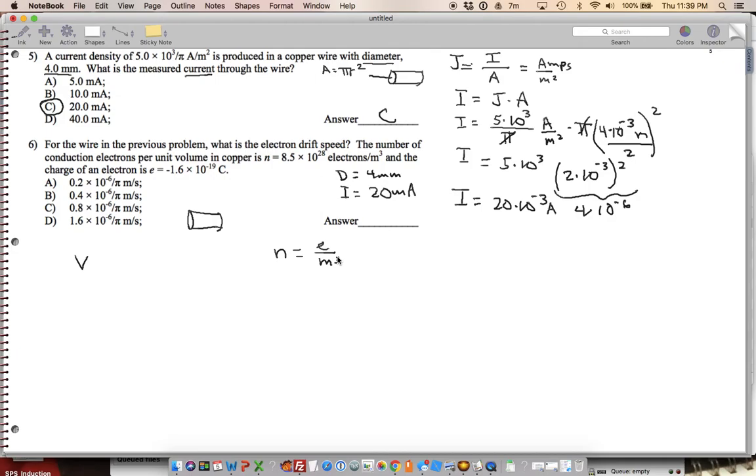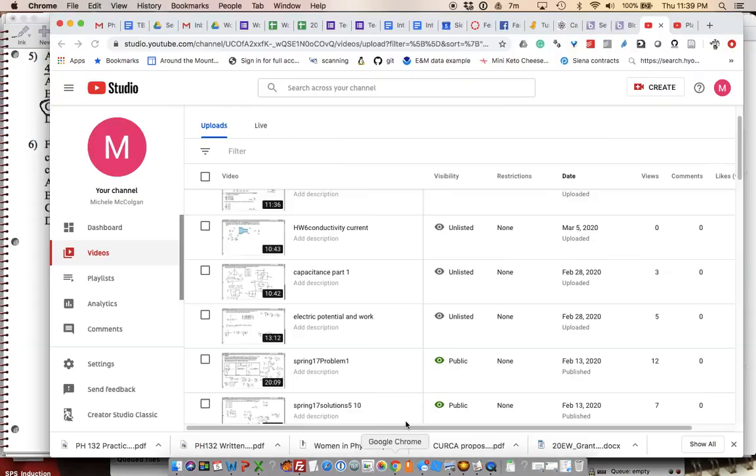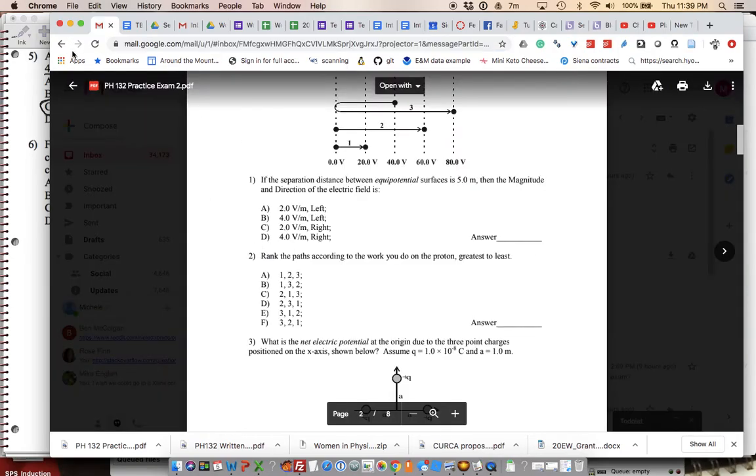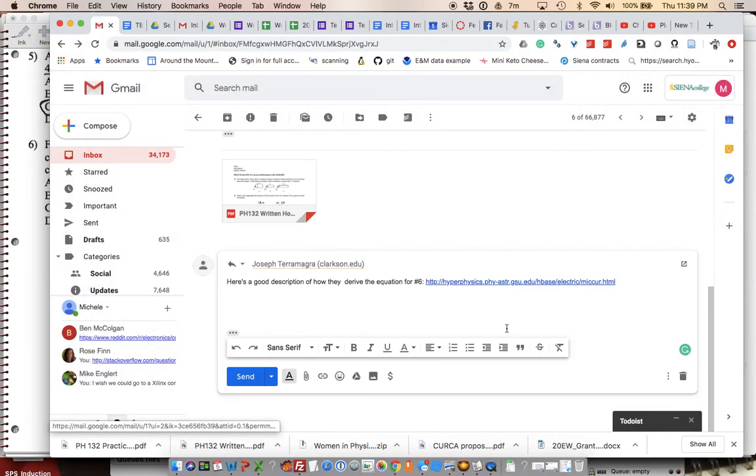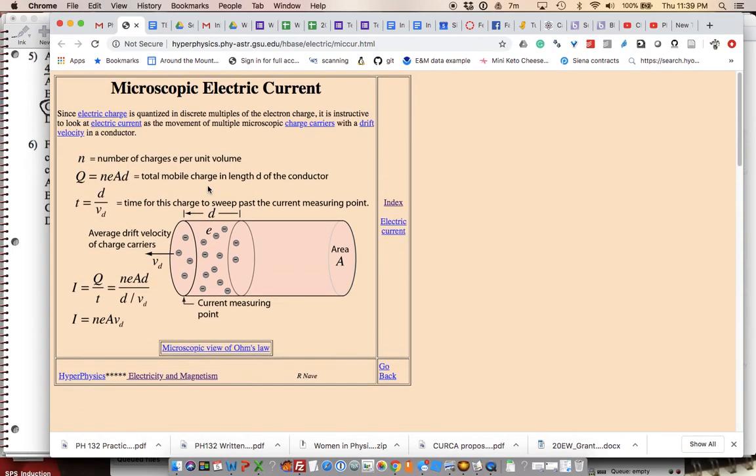Great. So there's a really good site online that shows you a good picture of this, which I think is really helpful. And I was sending it to you. So let's see if I have that link. Go to the link. So this is a really good description. N is the same N in your problem, the number of charges, E, the charge on an electron, per unit volume. So N is an electron density, the number of electrons per volume.